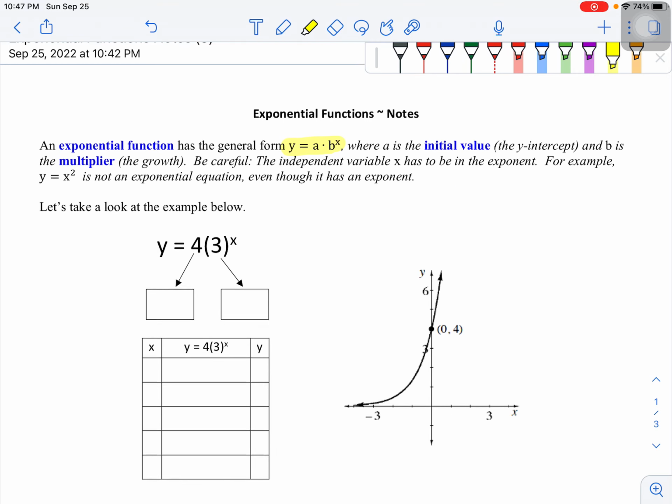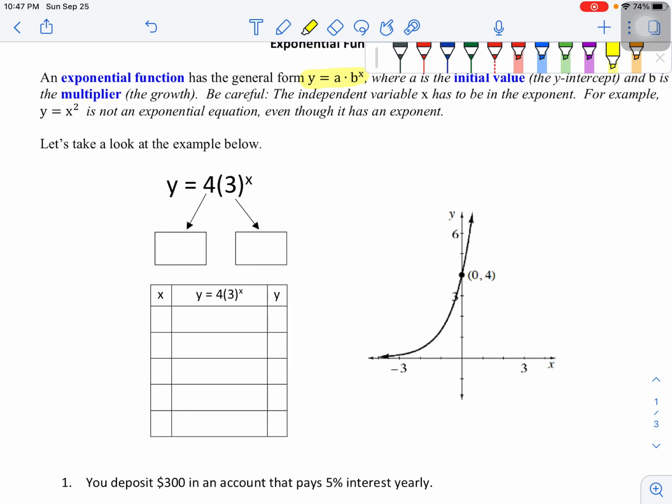So we're going to look at this equation below. Y equals 4 times 3 to the x. And I know that the 4 is the y-intercept. It's actually your starting value. And the 3 is the multiplier. It's tripling, okay? So multiplier. And the x obviously is the exponent.